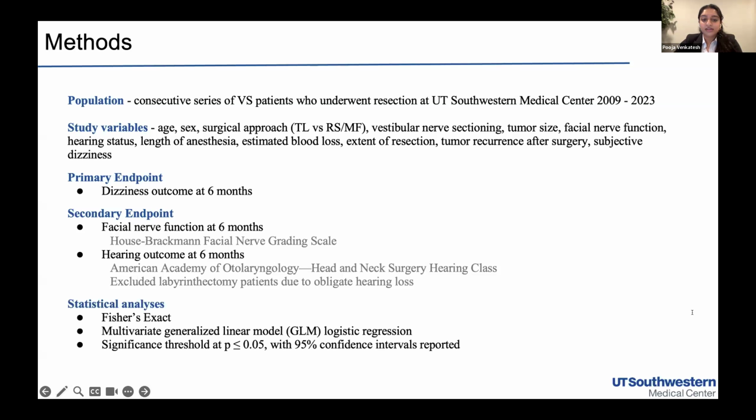And from a statistical standpoint, we used contingency tables to compare multivariate frequencies for dizziness, facial nerve, and hearing outcomes. Statistical significance was assessed with the Fisher's exact test for relationships in the contingency tables. Predictors of post-op dizziness, facial nerve, and hearing outcomes were identified through multivariate generalized logistic regressions. I did my data analysis in R and GraphPad Prism software.